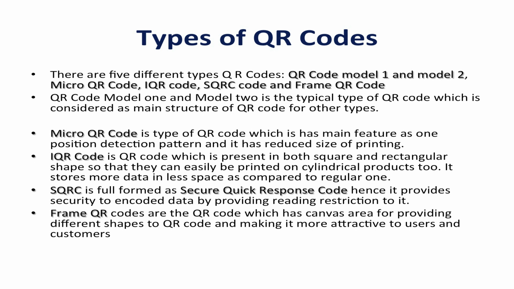Coming to the iQR code, this is also a QR code which presents both square and rectangular shapes, so that they can easily be printed on cylindrical products too. It stores more data in less space as compared to the regular one.